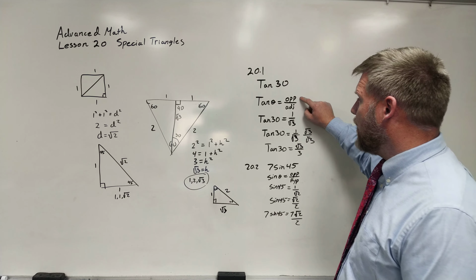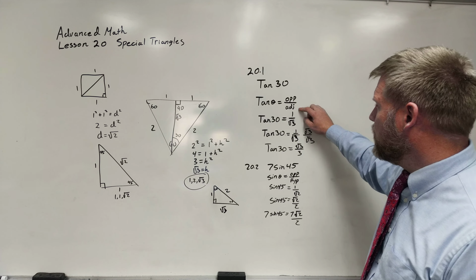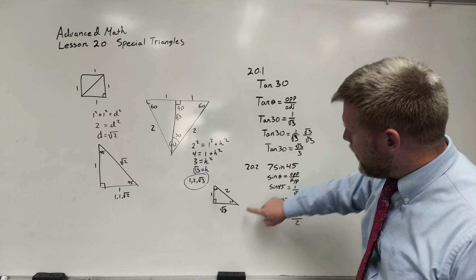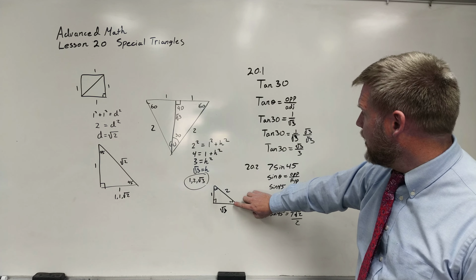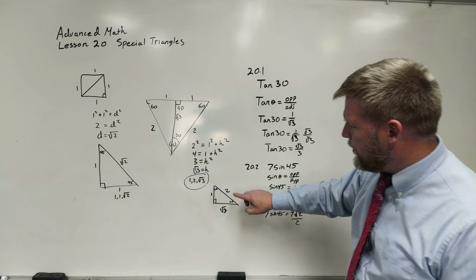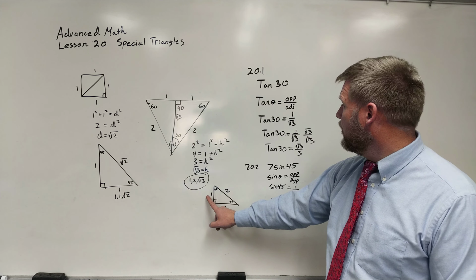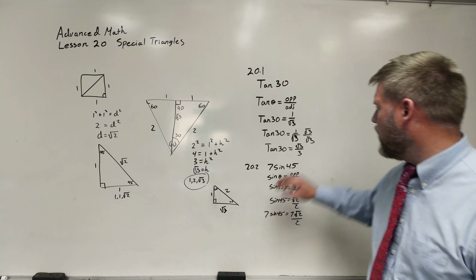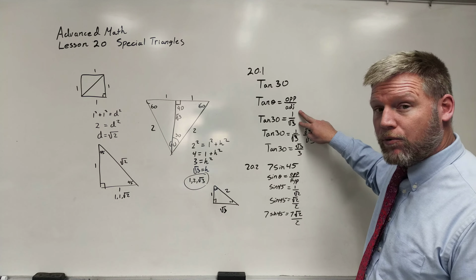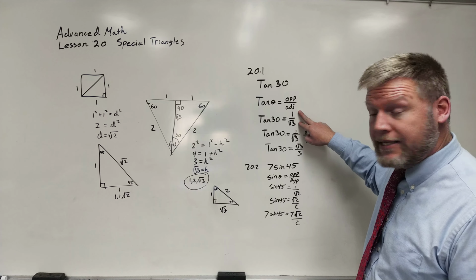Well, what is the opposite over adjacent? Well, I'm going to my 30-degree angle, so I jump down to my 30 and I look for an opposite. Well, opposite to 30 is 1. Adjacent is root 3, so I plug that in. Tangent of 30 is 1 over root 3. And it's really that easy.